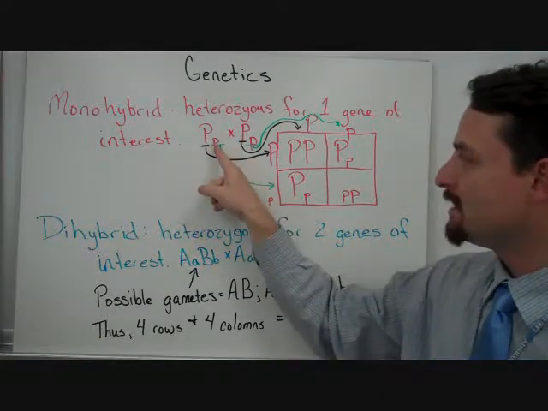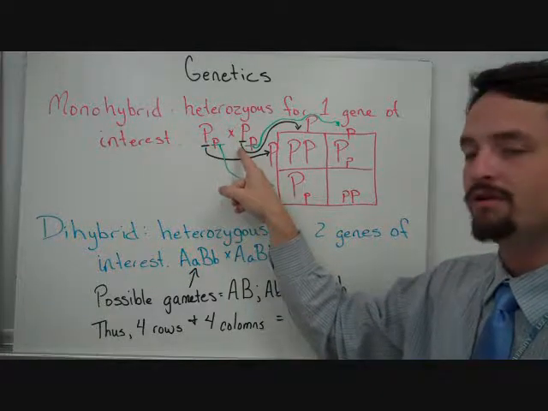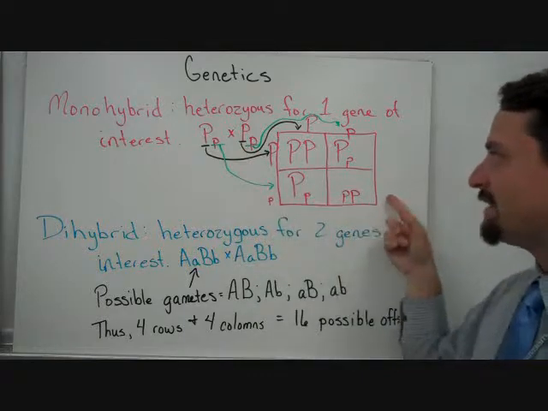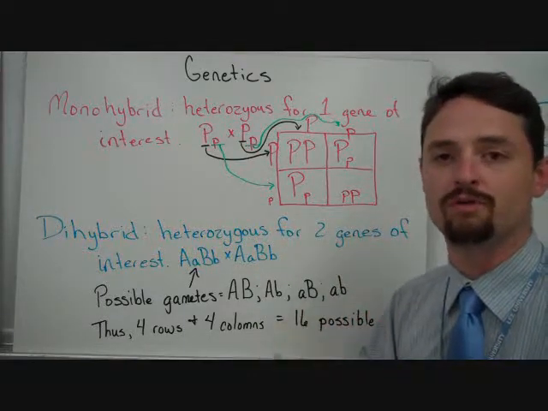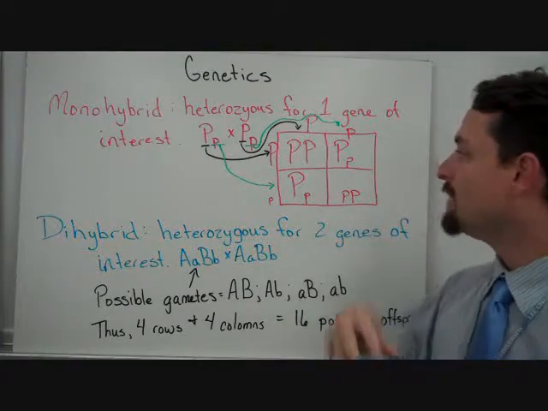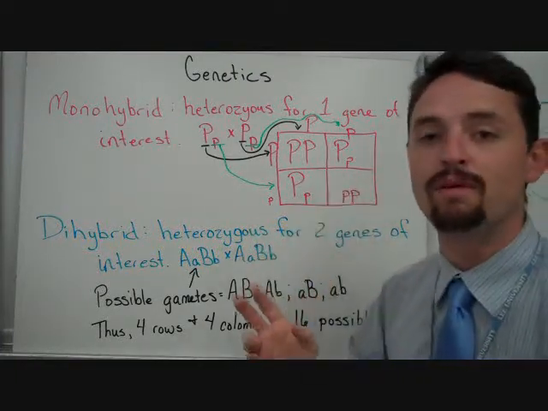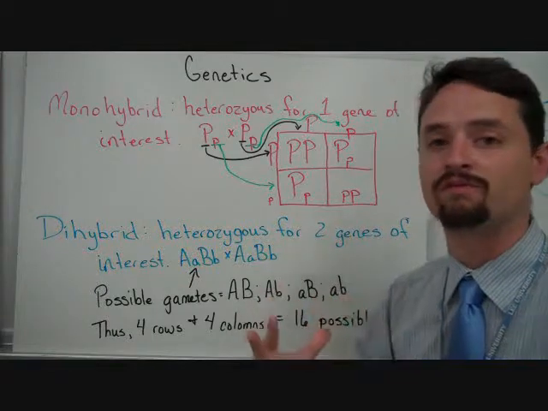So we get big P, little p, heterozygous, times a heterozygous. We put that in a table that we call a Punnett Square. And a Punnett Square gives you the possible offspring that might be produced. It doesn't guarantee that any of these will be produced. It says this is the possible offspring.